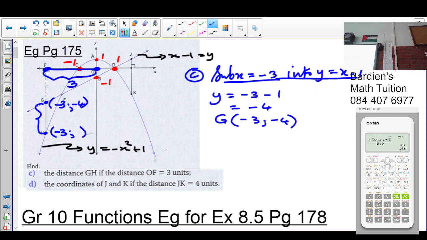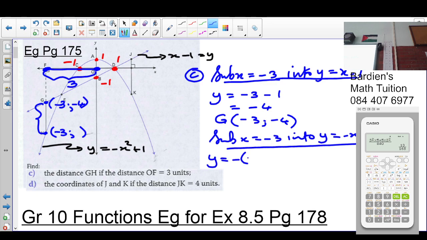Now would H have a value less than negative 4 or more than negative 4? According to the diagram, it has to be less. But how do we get the value? The corresponding y value at negative 3 on the parabola? Yes, substitute negative 3 into the equation of the parabola, y is equal to minus x squared plus 1. So we say y is equal to negative minus 3 squared plus 1, which is minus 9 plus 1, which is negative 8.